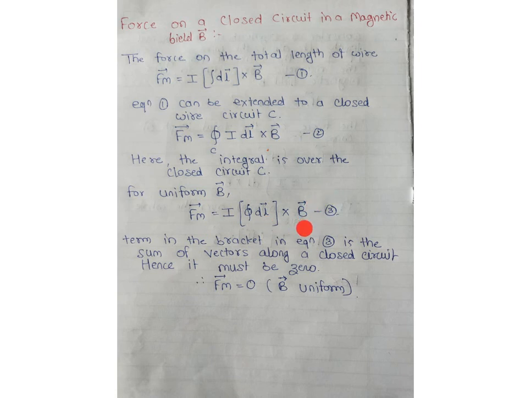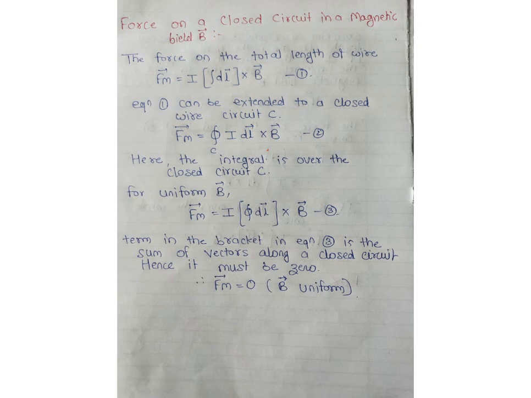The term in the bracket in equation 3 is the sum of vectors along a closed circuit. Hence, it must be 0. Therefore, the magnetic force Fm is equal to 0, when the magnetic field is uniform. Therefore, the force on a closed circuit in a magnetic field B is equal to 0.